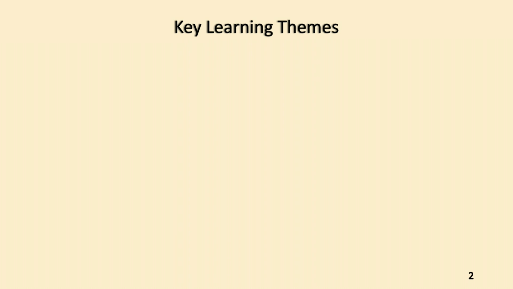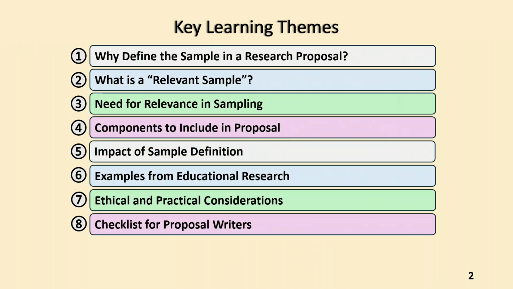Key learning themes for this lecture: why define the sample in a research proposal, what is the need, what is a relevant sample, need for relevance in sampling, components to include in the proposal, impact of sample definition, examples from educational research, ethical and practical considerations, and a checklist for proposal writers. So let us discuss all this one by one.